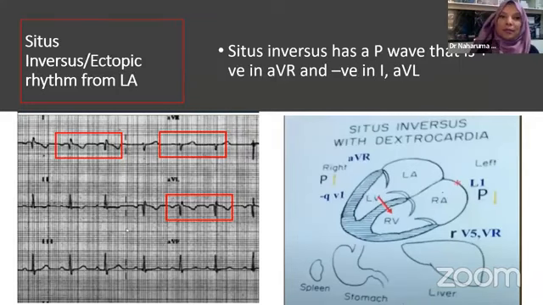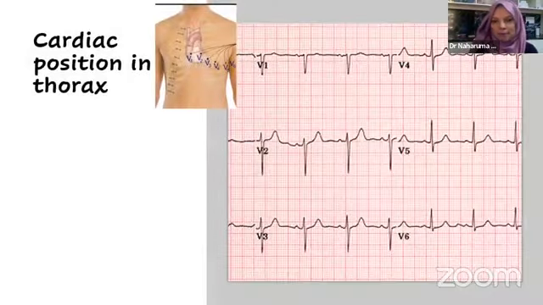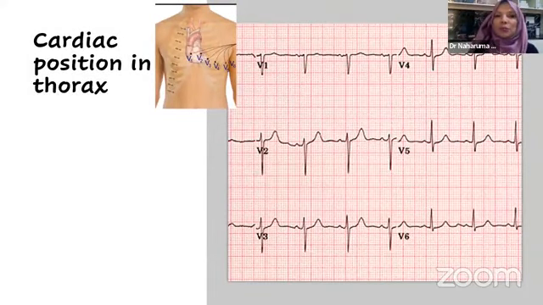But it might also be an ectopic rhythm from the left atrium. Meaning if the left atrium is on the left side and there is an ectopic rhythm, it can also present like a right axis of the P wave. So we have to ensure that. And next to the situs confirmation, we have to know the position of the thorax and levocardia or dextrocardia.